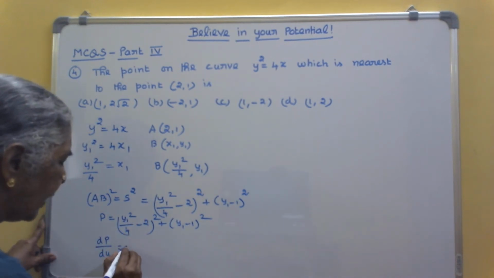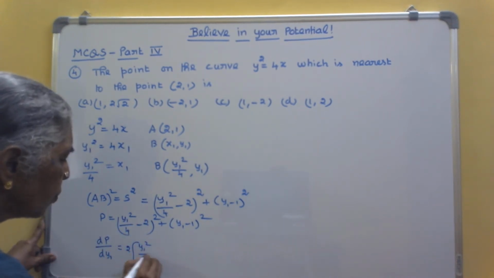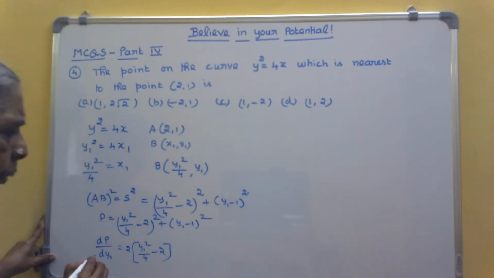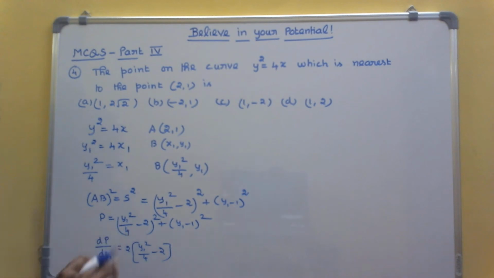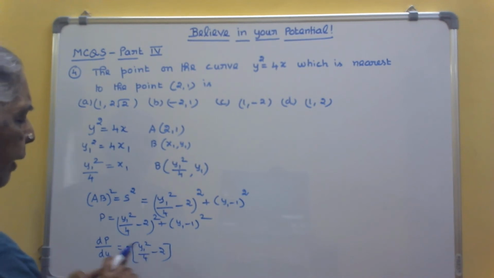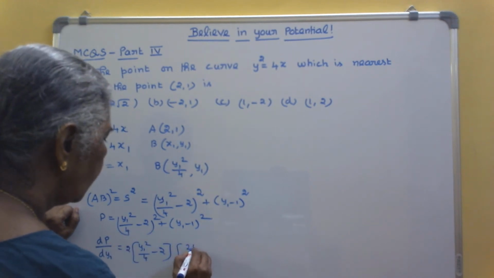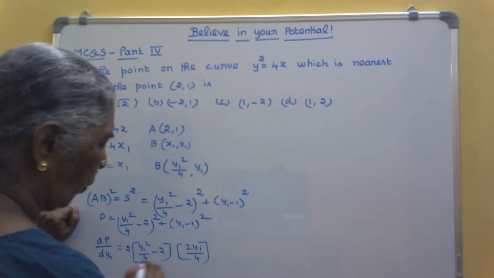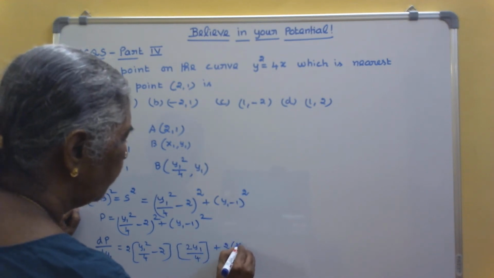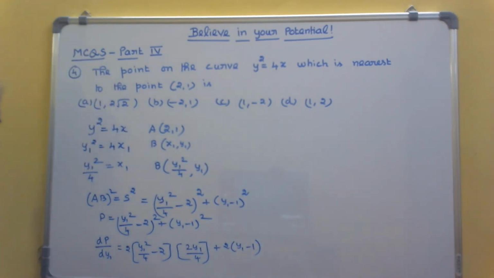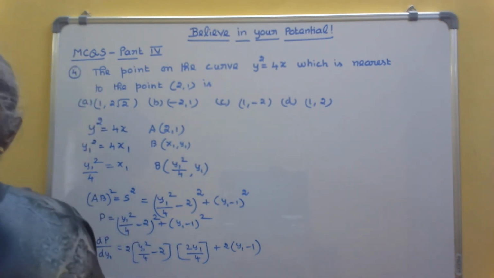So here I will be getting 2 into (y1 squared by 4 minus 2), that is I am doing it as a function of a function. If you are not comfortable, you can expand it and then also you can do. Any way you can do, that's not a problem. So now I am doing 2 into (y1 squared by 4 minus 2) into, when I differentiate this part, I will be getting 2y1 by 4. Here I will be getting 2 into (y1 minus 1). Now let us simplify it and then we will be equating this to 0.